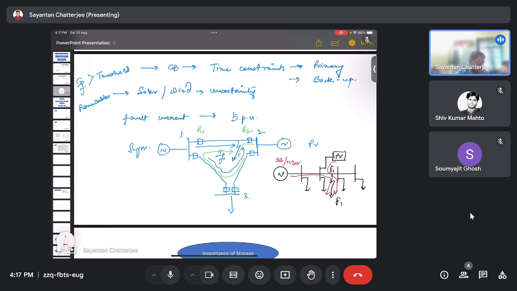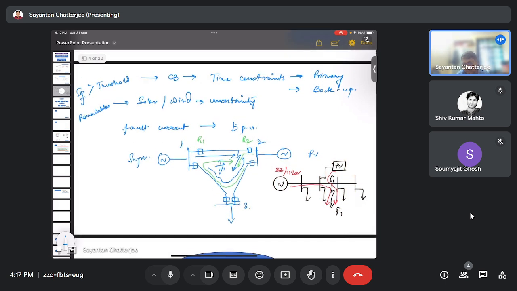So the contribution of fault current would change, and that would be problematic. It would cause the relay settings to sometimes not surpass the threshold value, because if the current flows in the opposing direction, the fault magnitude might be different, and that might lead to maloperation of these relays. For that we need to design an adaptive protection scheme.